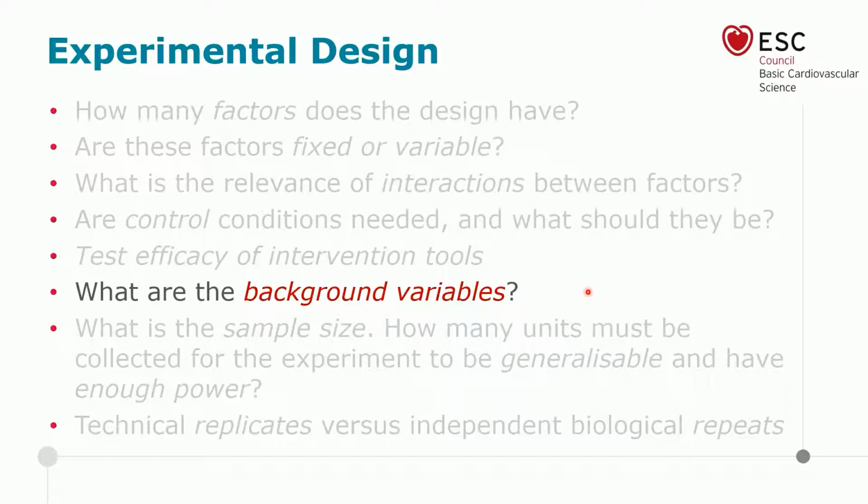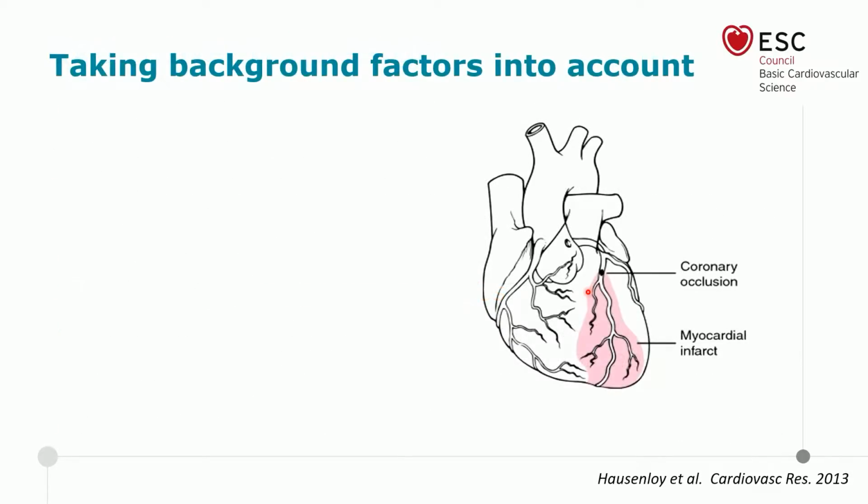Another question is that when you're doing experiments, you need to take background variables into account. There are confounding influences, as reviewed in a review paper in Cardiovascular Research a couple of years ago, and again in other more recent papers, looking at myocardial infarction and cardioprotection. As Professor Hausenloy will also probably discuss on Wednesday, there are many determinants of myocardial infarct size that you need to take into account when you want to study an intervention.